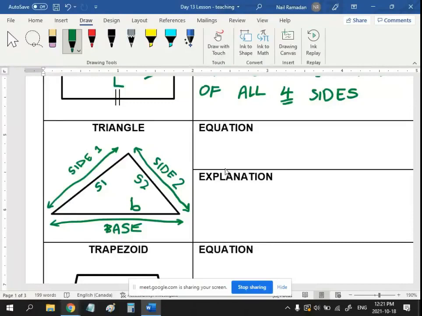Okay. What's the perimeter of this triangle? What do you do with all the sides? What do you do with any perimeter? What do you just do to the sides? You add them up. If I gave you a garden that looks like this, and I told you this is side 1, this is side 2, this is side 3, you do S1 plus S2 plus the base. So let's write perimeter.